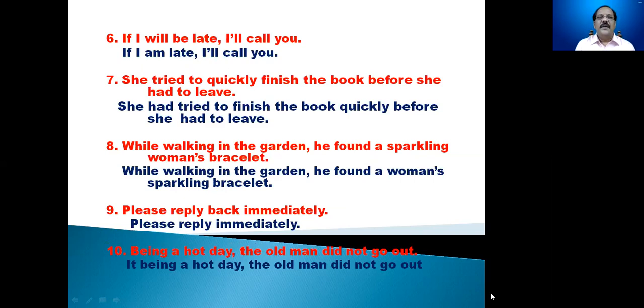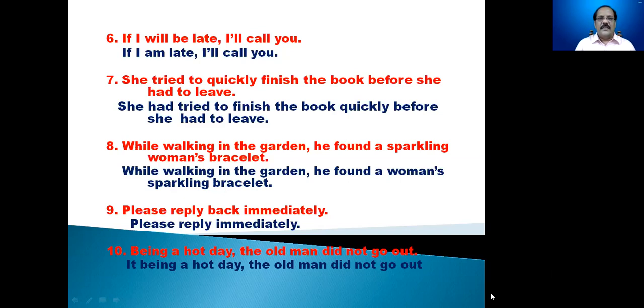Then the sixth one is, if I will be late, I will call you. I told you in the previous slides that both should not be in the future tense. One must be in the present, the other must be in the future. Usually the condition part must be in the present, so the other activity must be in the future. If I am late, I will call you. Don't say if I will be late, because that is in the future. So if I am late is in the present, I will call you is in the future. So this is the structure.